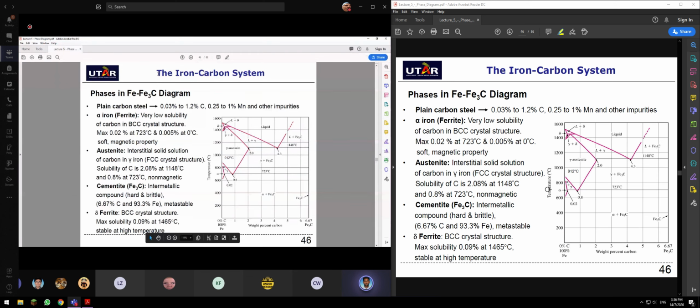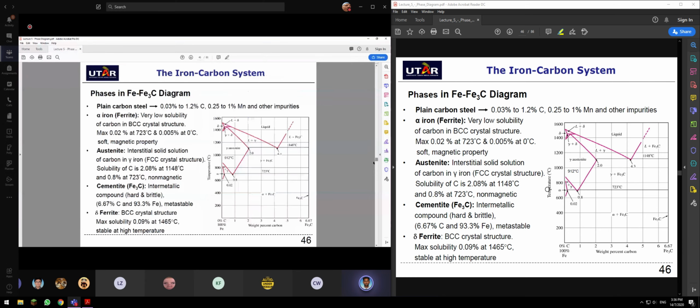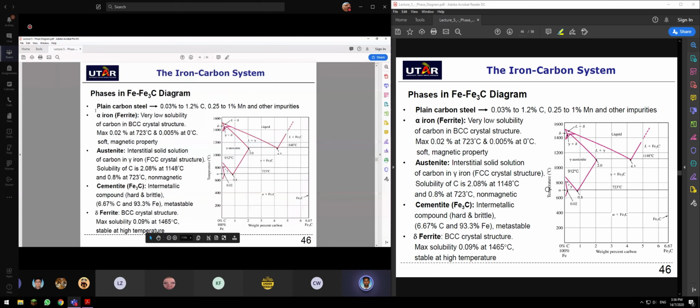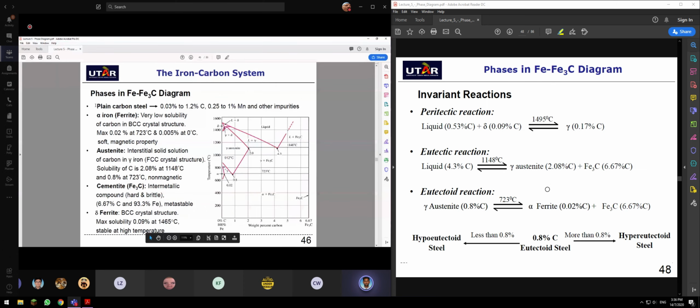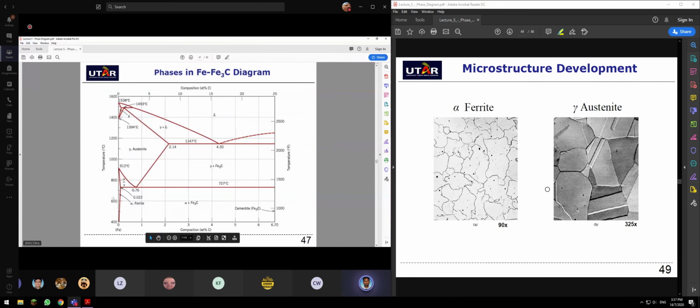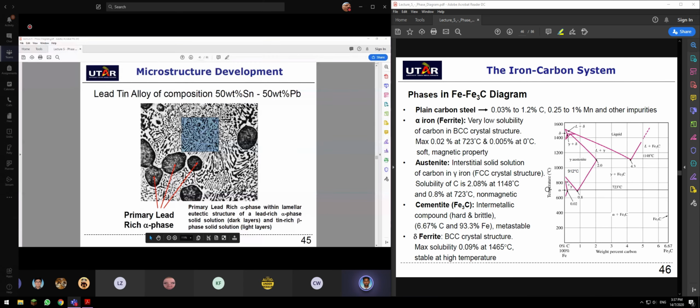Okay, for slide 46 to the end, I will start discussing these this coming Friday, which is more on the understanding, more theory based. What is ferrite, what is austenite, what is cementite, and so on. Okay, guys. Any questions until now?